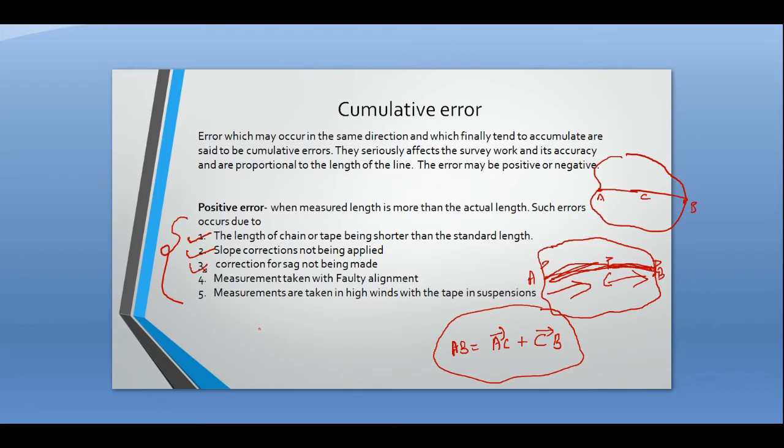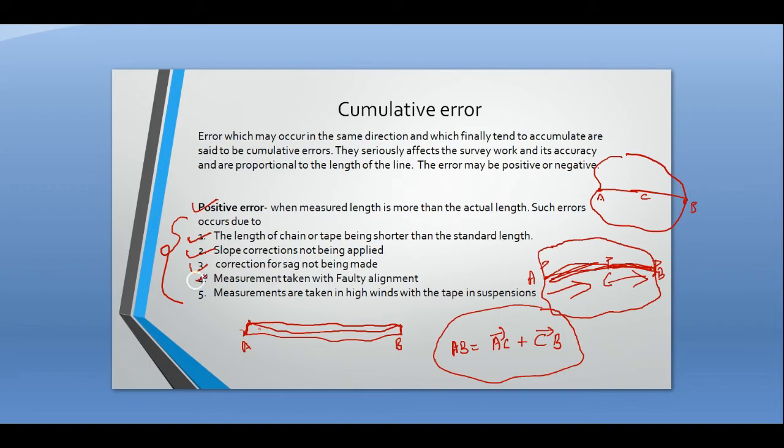Now the third one is correction for sag is not made. Suppose this is the ground and we have this point A and this is point B, and the chain is having a little bit of elevation and it is held at this elevation and it is not stretched properly. If it is not stretched properly, it is having sag. Okay, so that sag is basically what enlarges the value. So again that error is there, positive error is there, correction will be negative. So these are the conditions in which positive errors can occur and correction will be negative.